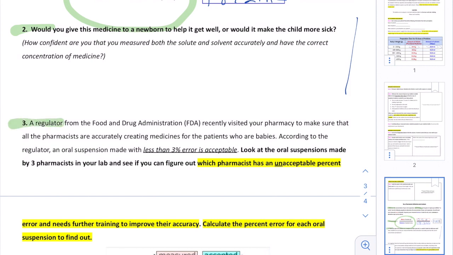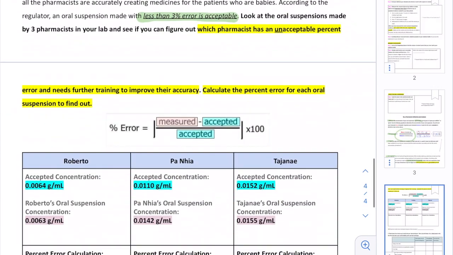Number 3, a regulator from the Food and Drug Administration, FDA, recently visited your pharmacy to make sure that all the pharmacists are accurately creating medicines for the patients who are babies. According to the regulator, an oral suspension made with less than 3% error is acceptable. Lower percent error is better, so they want it to be less than 3% for these babies. Look at the oral suspensions made by 3 pharmacists in your lab and see if you can figure out which pharmacist has an unacceptable percent error and needs further training to improve their accuracy. Calculate percent error for each oral suspension to find out.